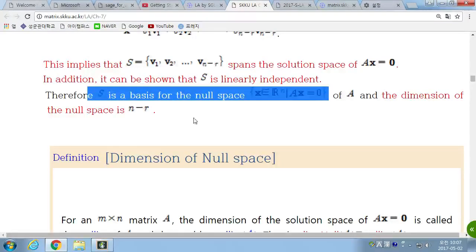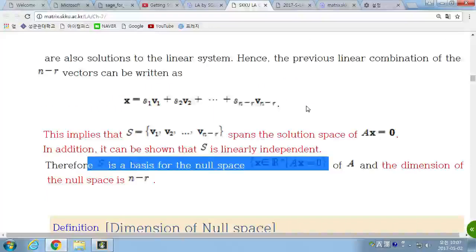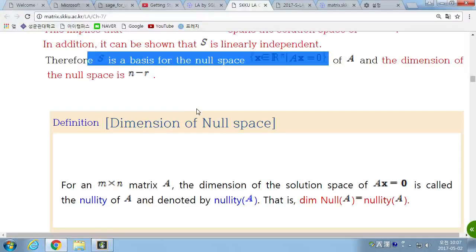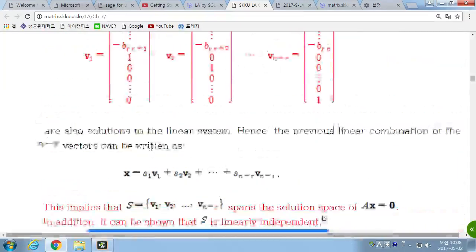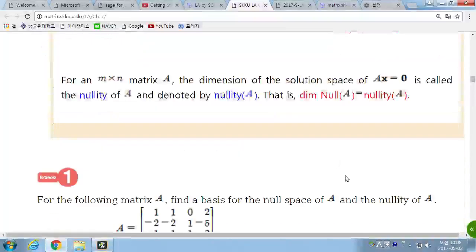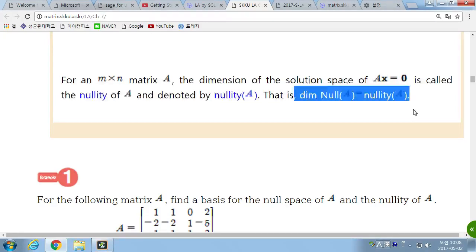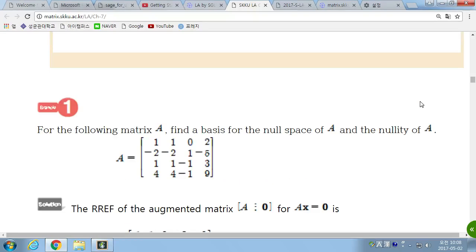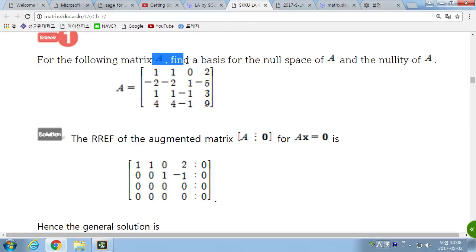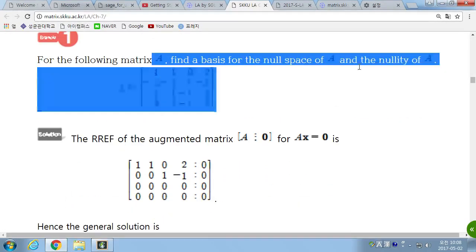And what's the dimension of the null space for this? n minus r, because A has r leading ones, so you have n minus r free variables. Actually, that's the dimension of the solution space from this observation. That gives you the solution space and the nullity. The dimension of the null space is called the nullity of A. So for A, find the basis for the null space and the nullity.